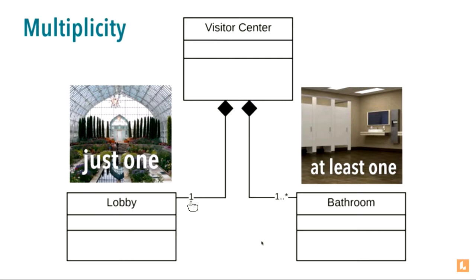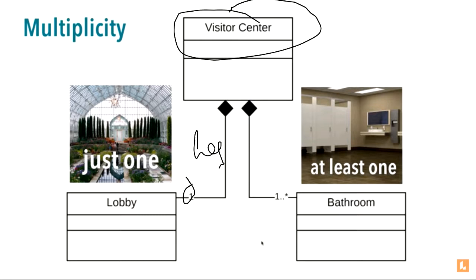And it's not necessary that you have to write on the composition link only. You can write it on the association link also, you can write it on the aggregation link also, you can write it on the inheritance link also. No, in inheritance it doesn't make sense. But in association, aggregation, composition, you can put this 1 anywhere. Not only with composition, it can be with anyone. So how will you read it? Visitor center has 1 lobby, exactly 1 lobby.